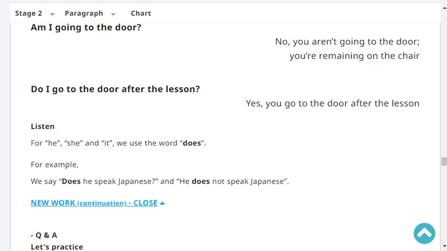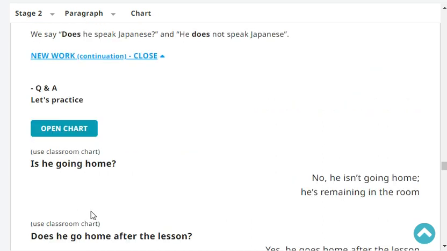Okay, listen. When we use the pronoun he, it, so that's third person, we're talking about she, he, it, we use the word does. For example, we say, does he speak Japanese? And he does not speak Japanese. Okay, so we use does. He, she, it, we use does. Okay, let's practice.